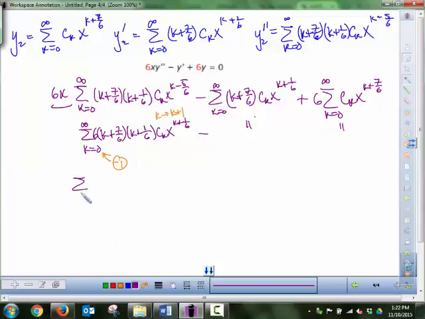So let's do this in a step. So let's add 1. I got 6. I got k plus 13/6, k plus 7/6, c sub k plus 1, x to the k plus 7/6. And what we're going to do is we're going to take out an x to the k plus 7/6 power.